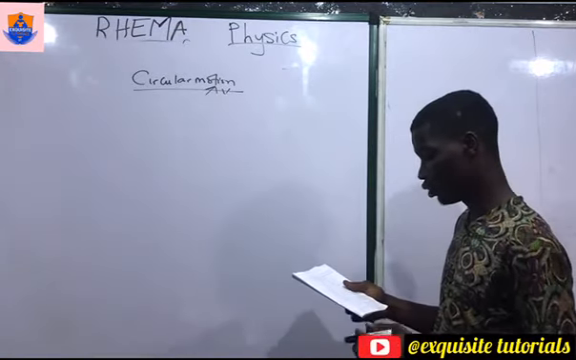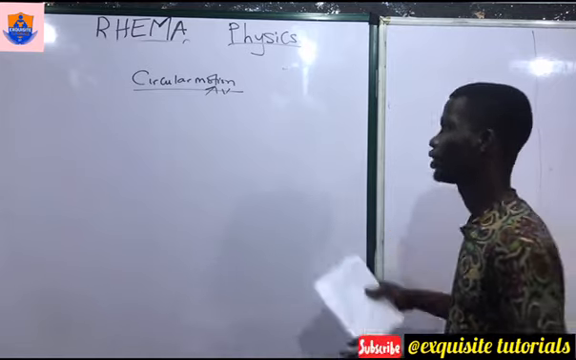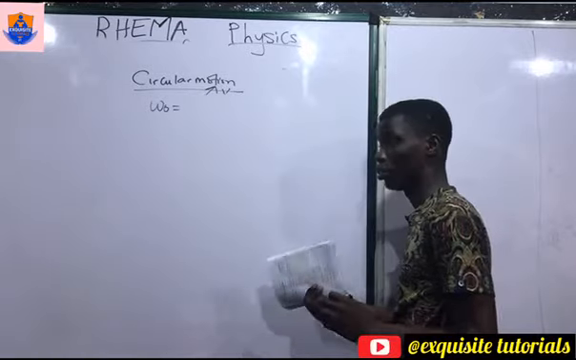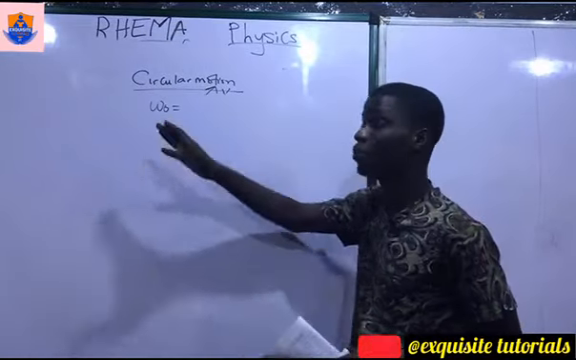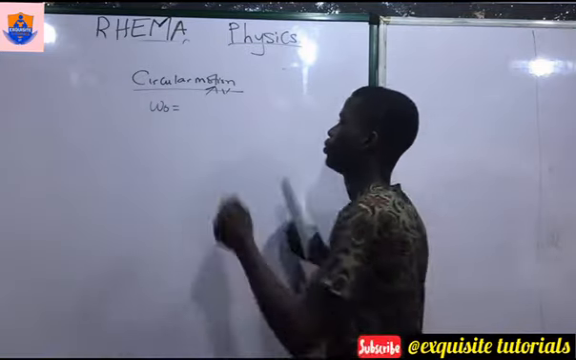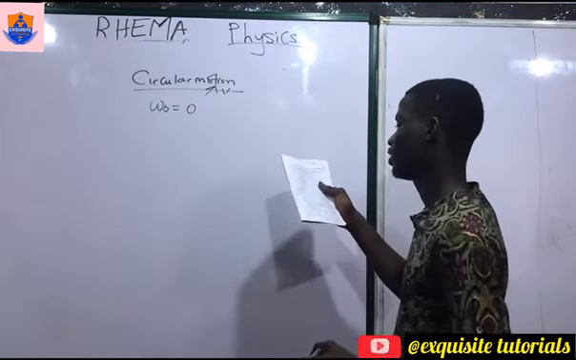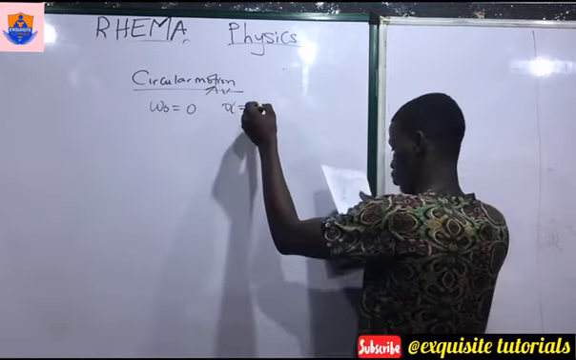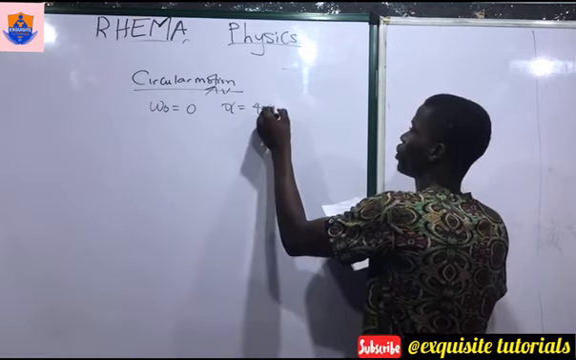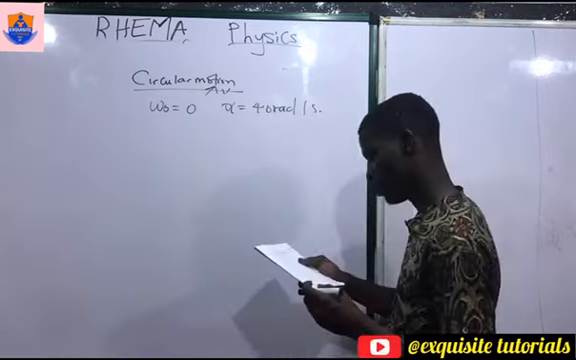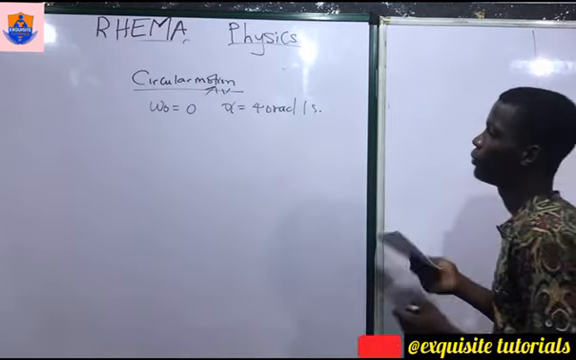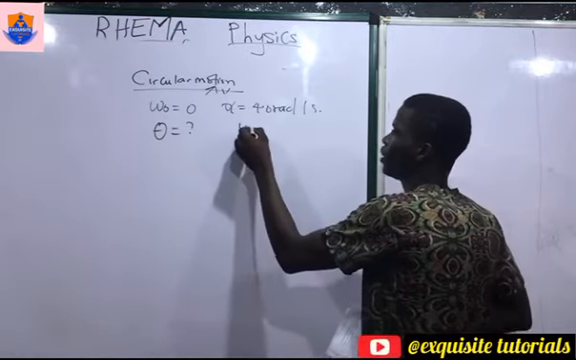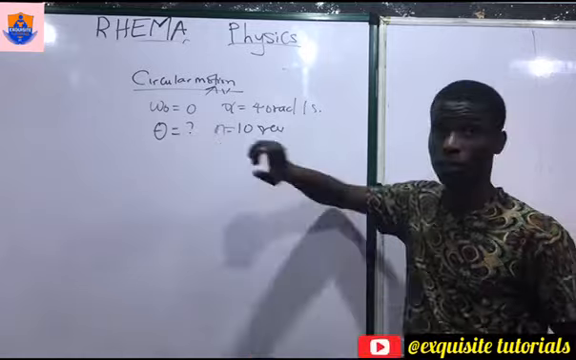So the second question says a wheel starts from rest. Take note, whenever it has to do with circular motion, our initial velocity is now the initial angular velocity, so it's equal to 0. Then it has an angular acceleration, our alpha here, equal to 4.0 radians per second squared. We're told to calculate the angular distance when it made 10 revolutions.